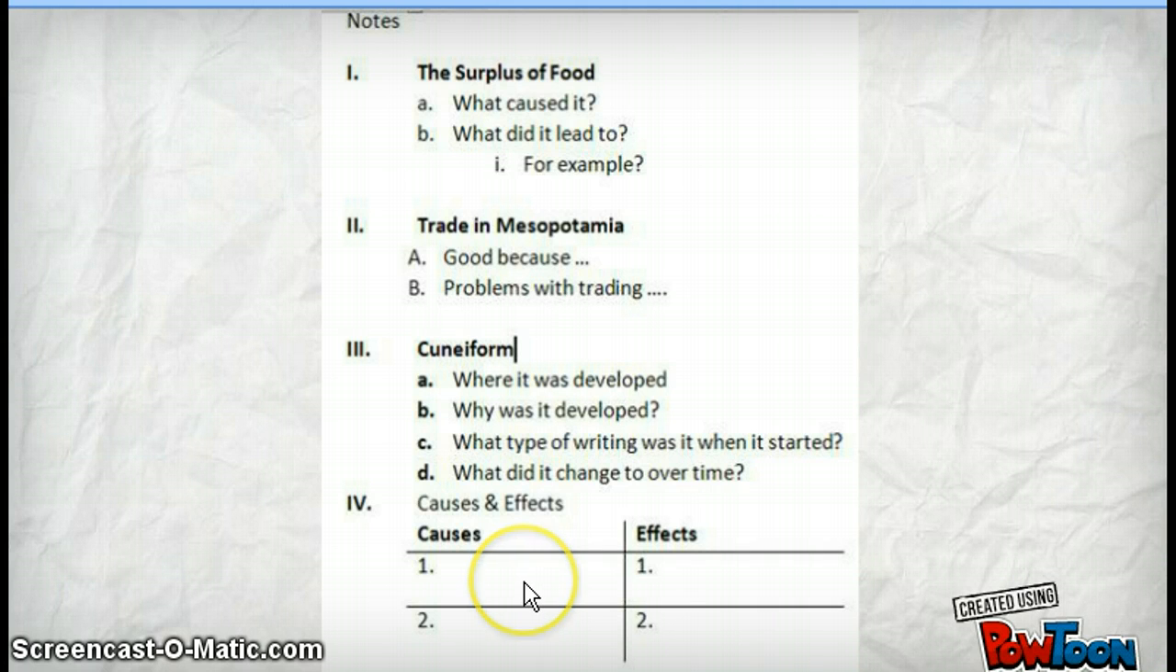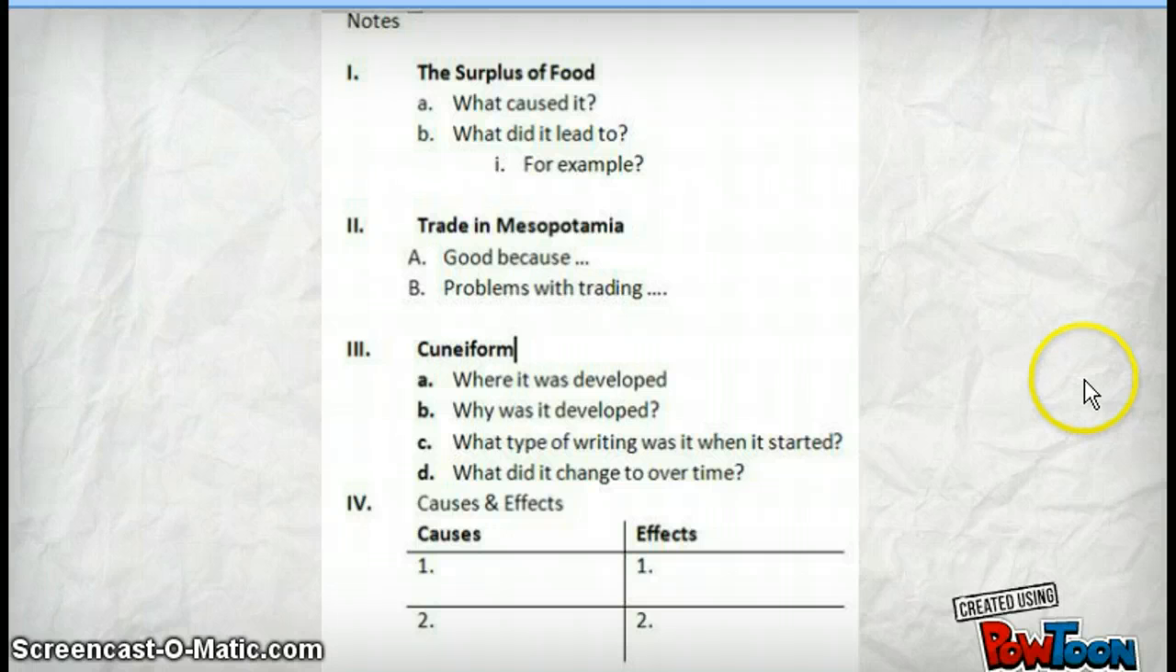Now here's what the note take template is going to look like. This is essentially what I'm going to want to see in your book tomorrow. Roman numerals, just like the Harvard format we talked about, right? Roman numeral 1, a surplus of food. I'm going to want to see you record what caused it and what it led to, and give me an example of that. Roman numeral 2 is the trade in Mesopotamia. Good reasons because what, and what problems arose because of the trading.